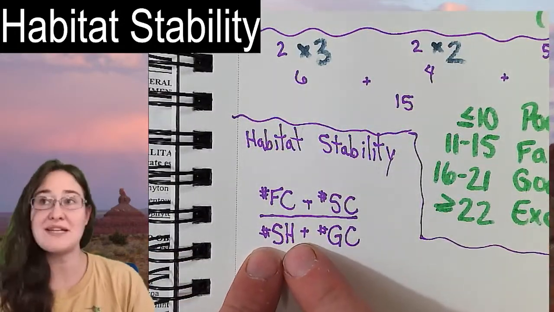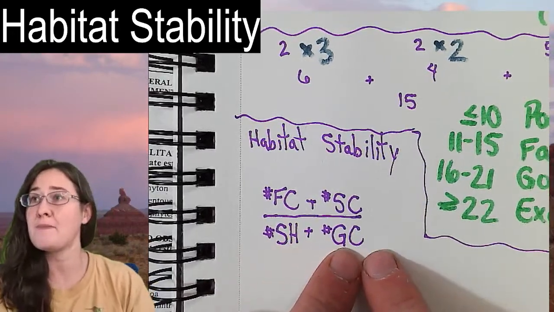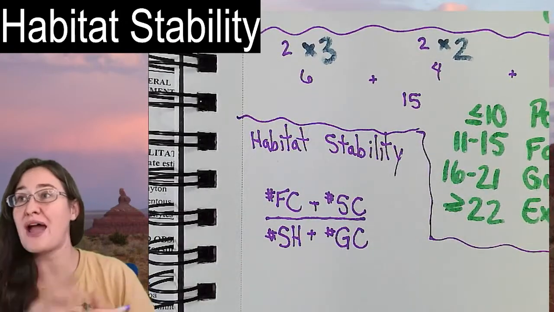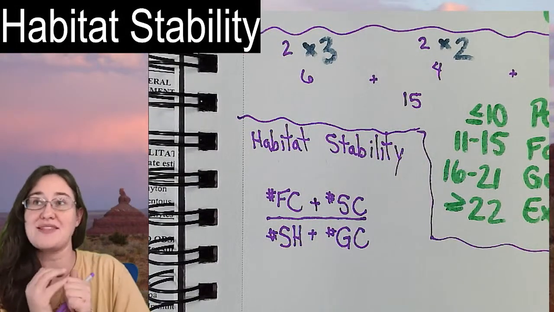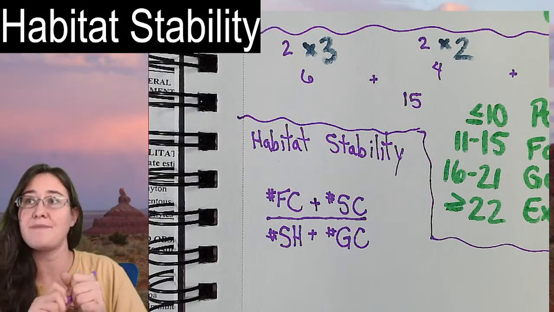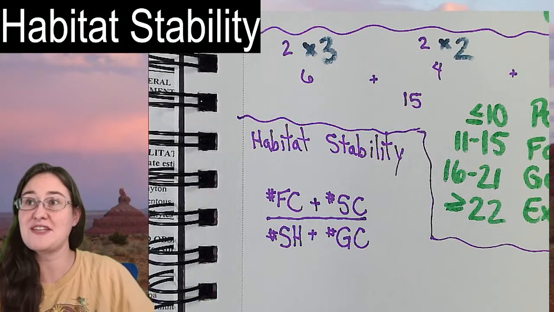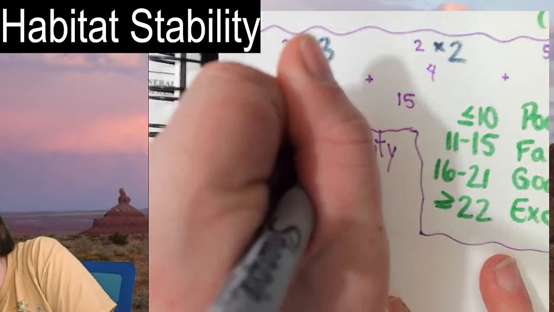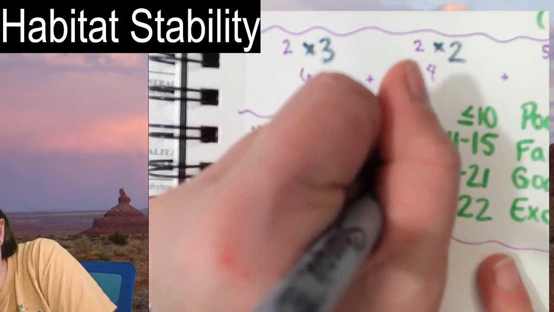Shredders don't need a stable environment, they're going to be in leaf packs. Gatherers are generally going to be wandering around the environment, going all over the place. They don't need a stable habitat. So when you're talking about habitat stability, or the percentage of stable habitat in your environment, you want this to be over 0.5, which is over 50%.